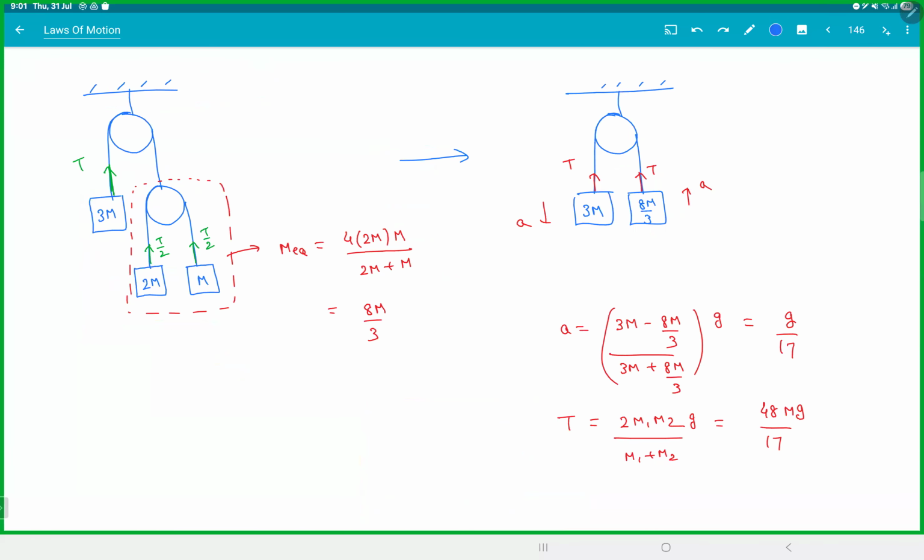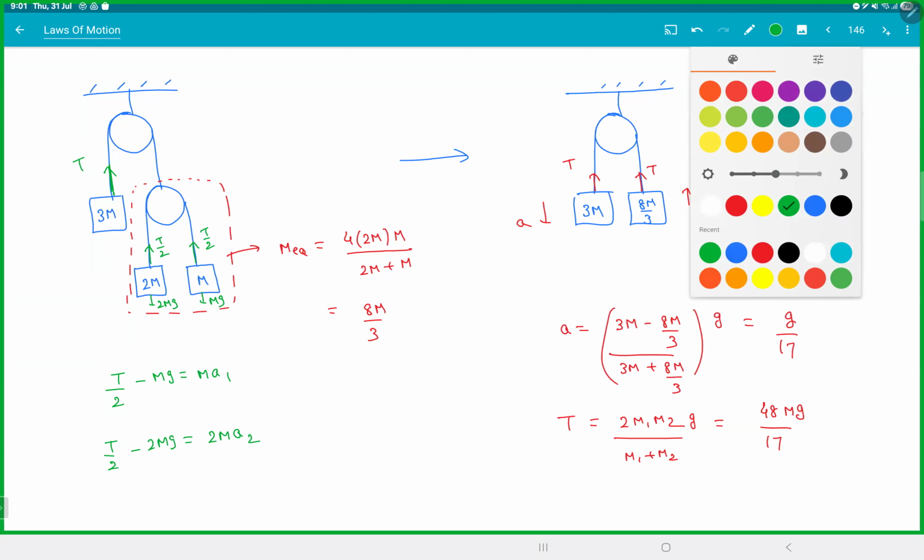All got this? So this gave me the acceleration of the 3M block, but how do I find the acceleration of M and 2M? There, I know M and 2M, right? So this is mg, this is 2mg. So you can find the acceleration for them separately. T by 2 minus mg is M into A1. Substitute the value of T, you'll get the answer. T by 2 minus 2mg is equal to 2M A2. Once you get the tension, you can draw a single FBD of each block and you can get the accelerations. Clear the pulley equivalent. So this saves your time.